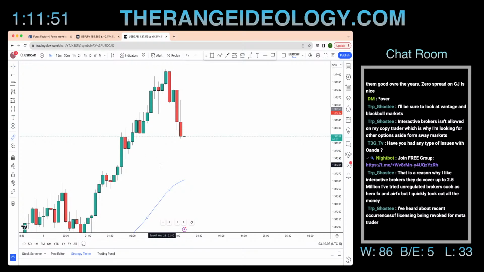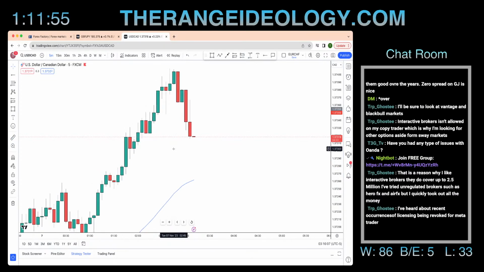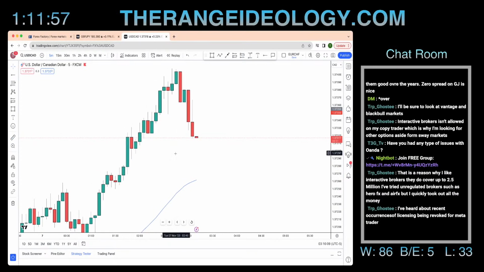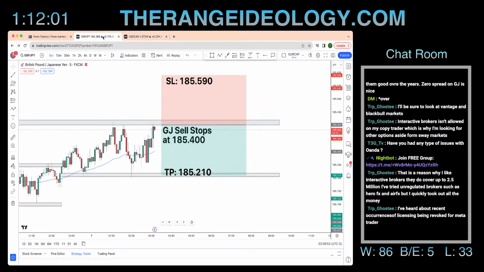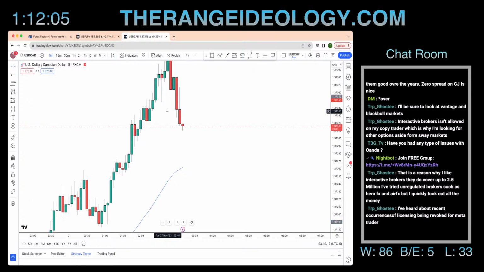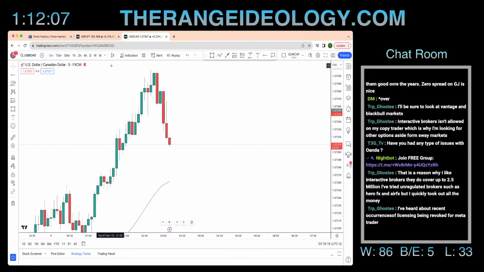Now, how far is it from the 5-minute EMA? Let's see how far that is. That's about 6 pips. Not bad. It can definitely reach there. Let's see. Okay, here it is. And again, GJ can pretty much push above here as well. Does it have enough though? Let's see.